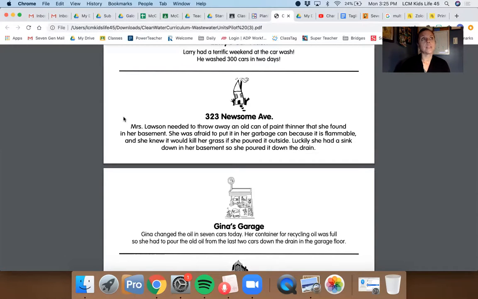Different towns have different rules. In some of them, they recommend actually filling it with kitty litter, and that absorbs the liquid, and then you can put it in the trash can outside. Some towns actually have a toxic waste pickup where they will pick up the paint and they will recycle the paint responsibly. So you got to think about some solutions for Mrs. Lawson.